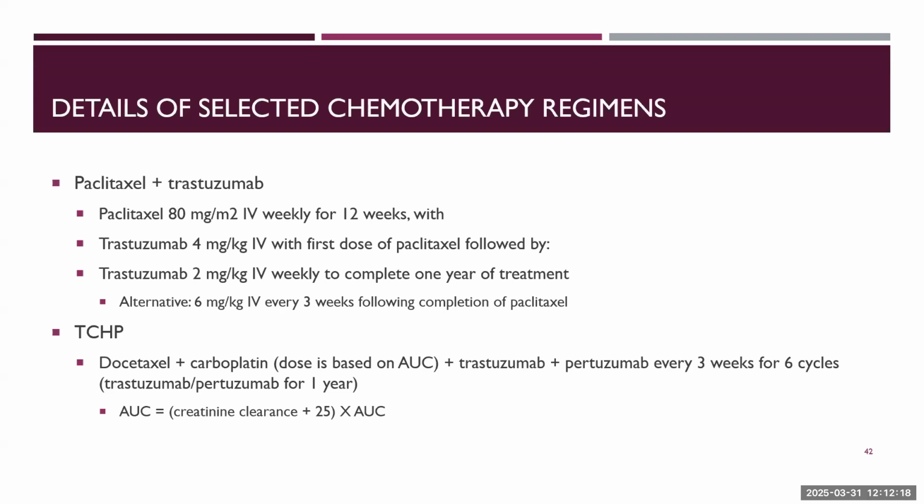This is given in combination with trastuzumab and pertuzumab every 3 weeks for 6 cycles. And then they would continue trastuzumab, pertuzumab for 1 year. So normally you get chemotherapy for 6 cycles, finish the chemotherapy component, and then they will continue on the anti-HER2 antibodies for 1 year.